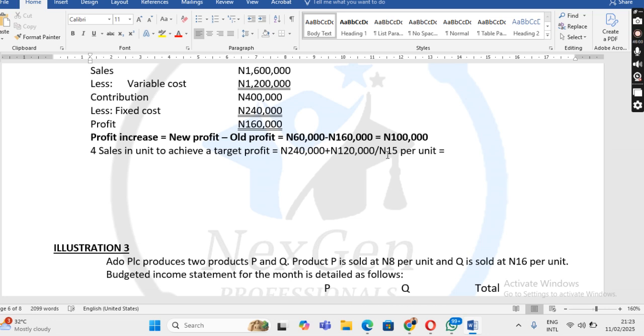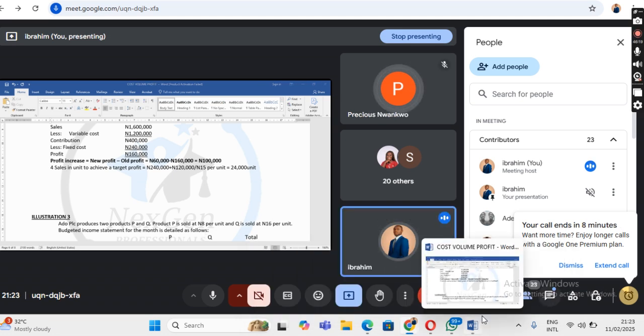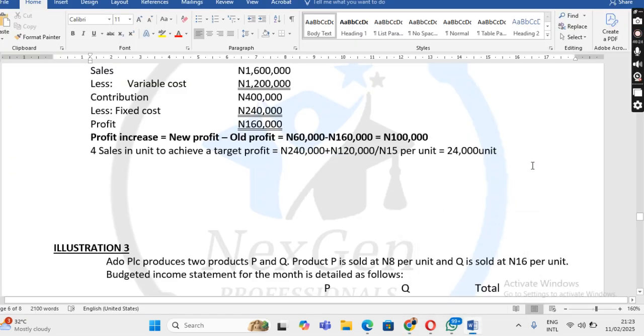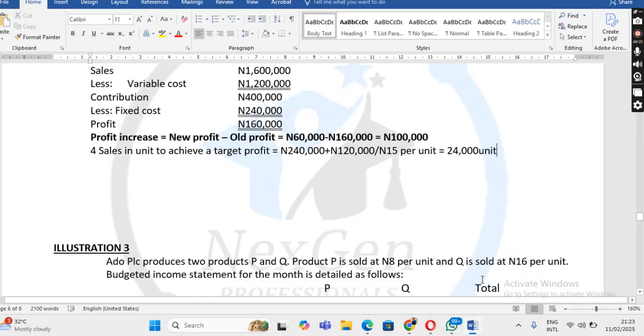What do we have? Quickly. What is the unit? 24,000 units. So we have 24,000 units.